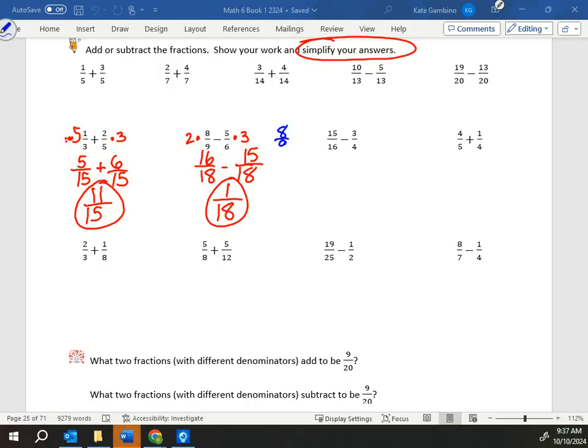I had 8/9 minus 5/6, and I multiplied that 9 by the 6, I would get 54. So 8 times the 6 gives me 48. Now I'm going to multiply the 6 times the 9. I get 54. 9 times 5 is 45. So I know my denominator stays the same. 48 minus 45 is 3. Uh-oh. I have a different answer.